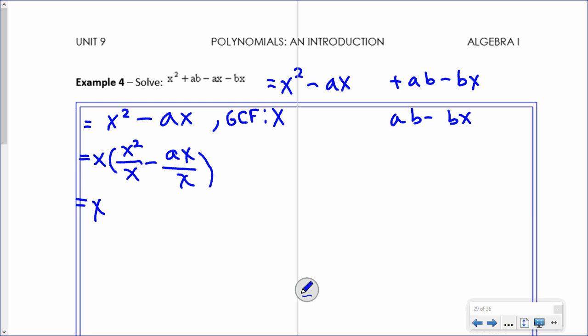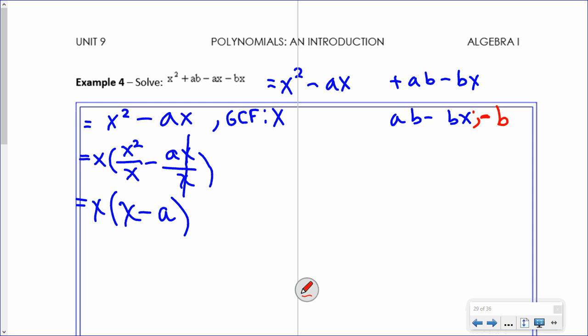This equals x. What's x squared divided by x? x. Minus, what happens to the a? Comes down. The x's cancel. All right, so there's the first group. So technically, on this other side, I better have x minus a as my inside. Now, is there an a I can divide out? Is there a b? Is there an x? Let's divide out a negative b.